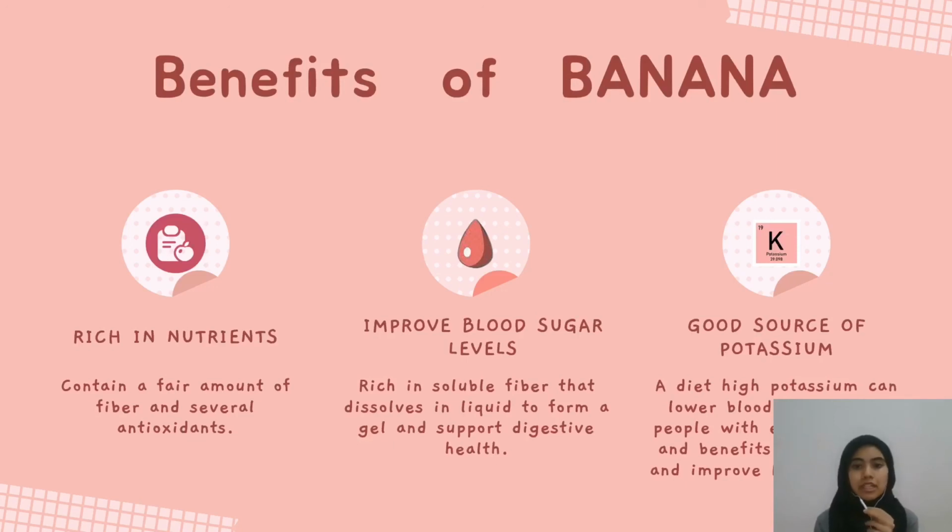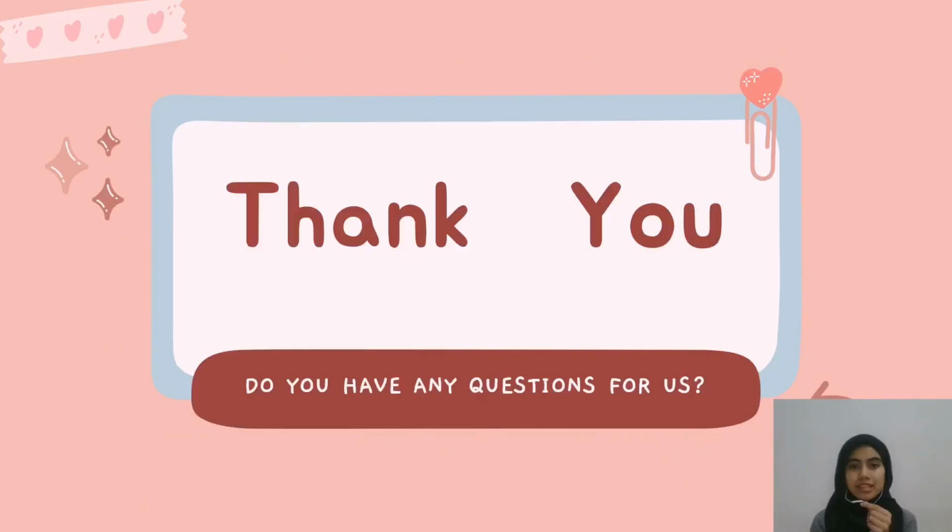Next, banana is a good source of potassium. A diet high in potassium can lower blood pressure in people with elevated levels and benefits heart health and improves kidney health. That's all from us.